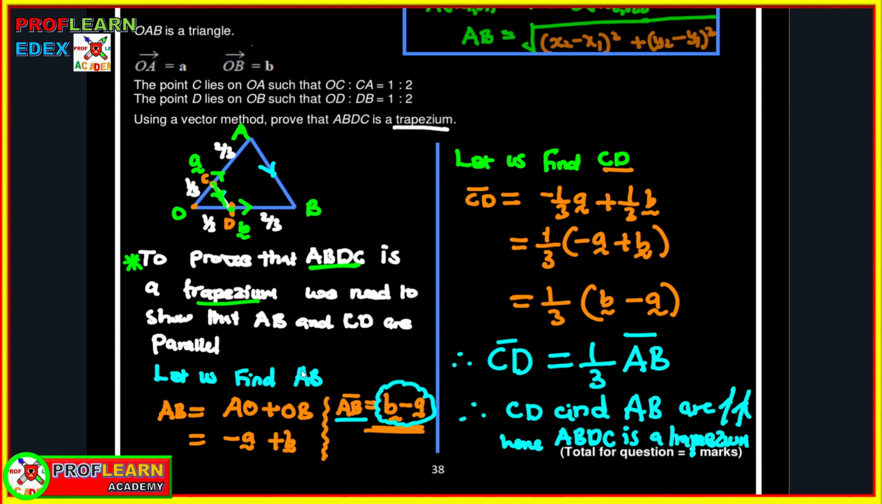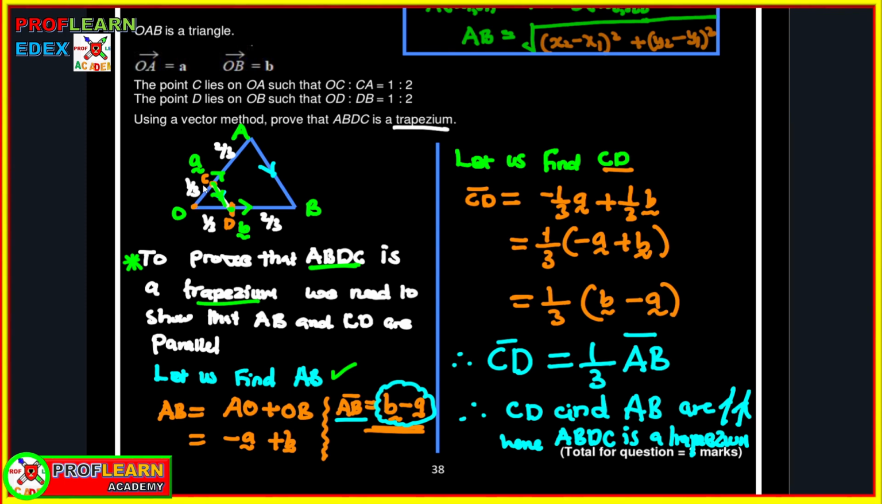So for instance, let us find AB. To find AB, remember we are finding AB, we move from A to O, going against the arrow, then we move from O to B, and that is going to translate to B minus A.